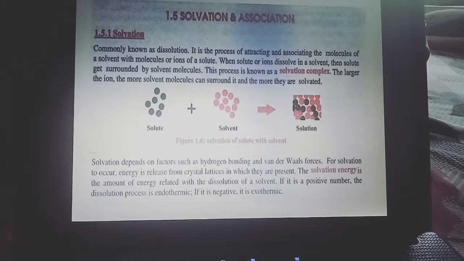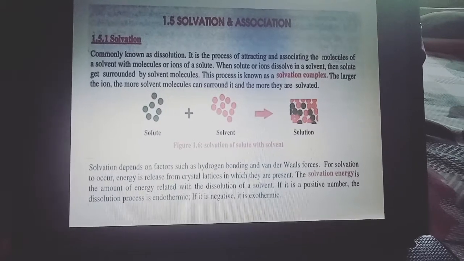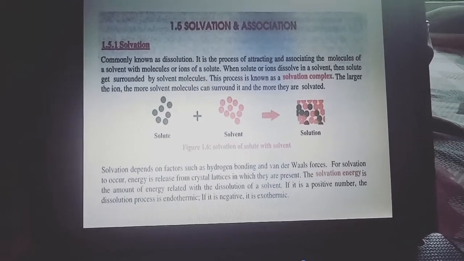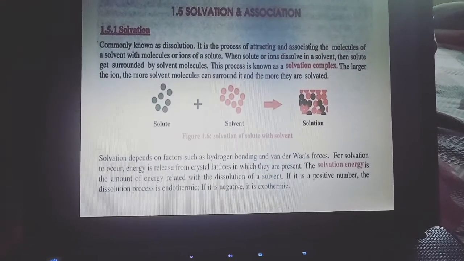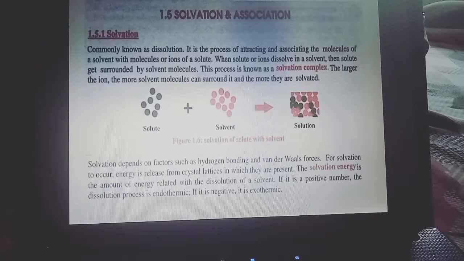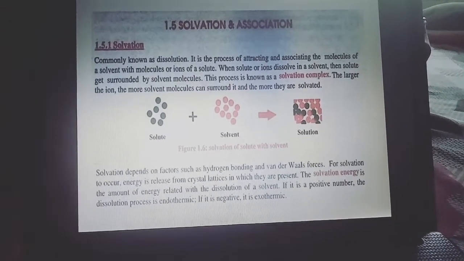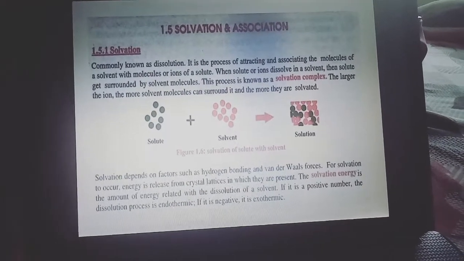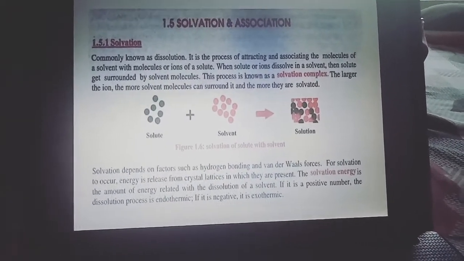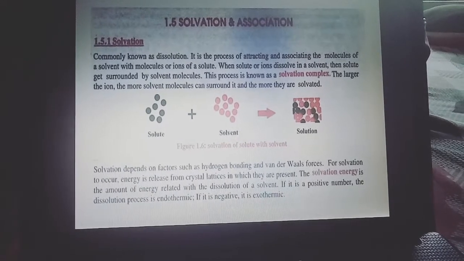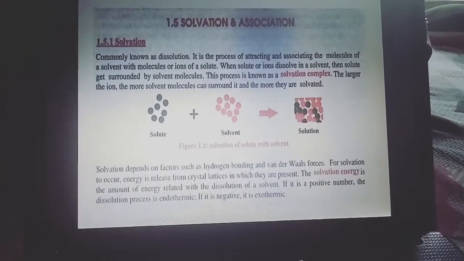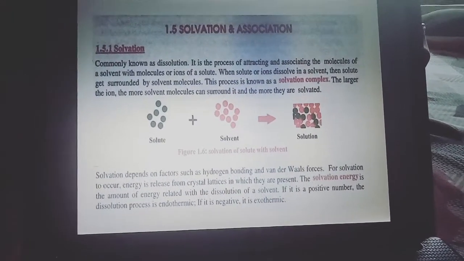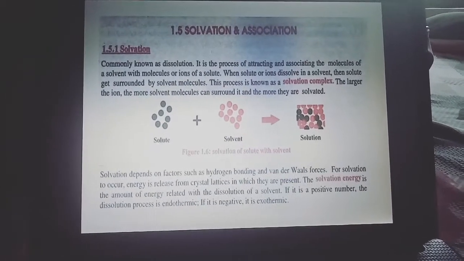When the solute dissolves in a solvent, then the solute gets surrounded by solvent molecules. This process is called solvation complex. Means the solvent molecules will surround the solute molecules. Okay, a complex is formed. This is called the solvation complex. Larger the ion, the more solvent molecules can surround it and the more they are solvated.